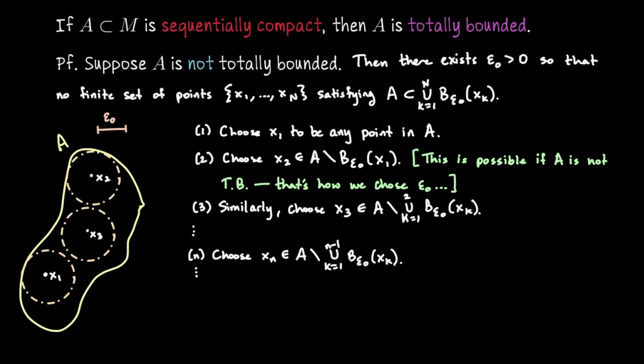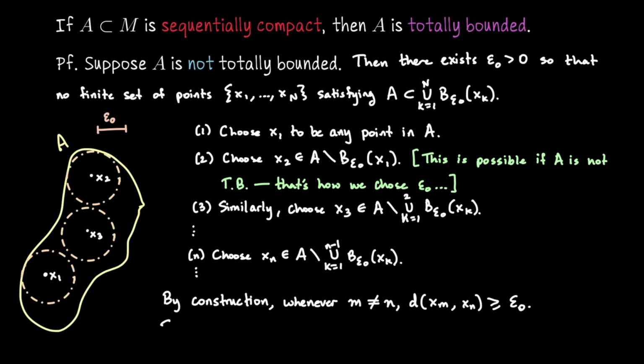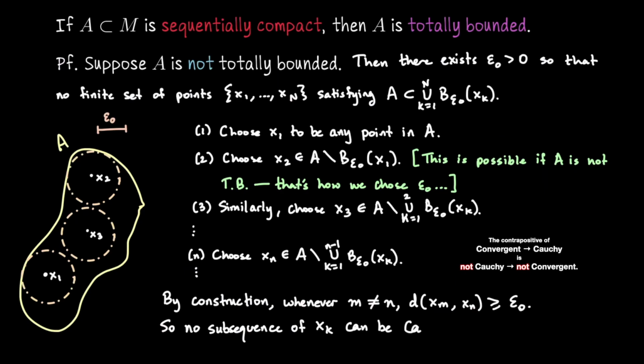Now we have some sequence of points in A. None of these sequence terms live within each other's neighborhoods because we always pick them on the exterior. So I could pick x4 here, I could pick x5 there, but I couldn't make a choice of a point from inside of a neighborhood. So by construction, whenever the index m is not n, the distance between the x sub n and the x sub m terms is greater than or equal to this radius epsilon naught. Since the set of pairwise distances is bounded below, these pairwise distances cannot get arbitrarily close. No subsequence of the sequence can be Cauchy, and therefore, no subsequence can converge.